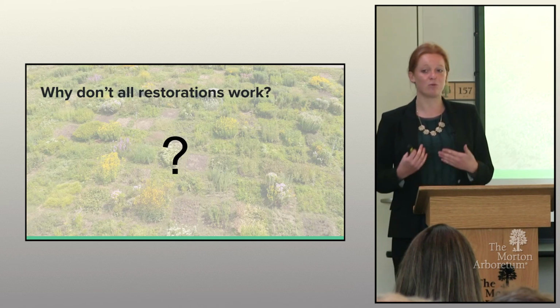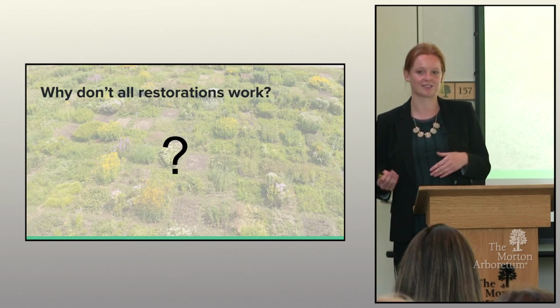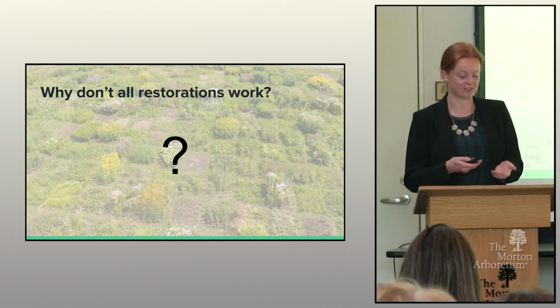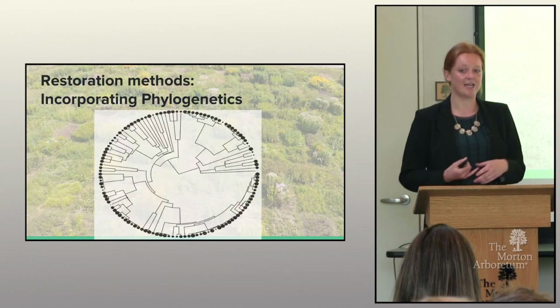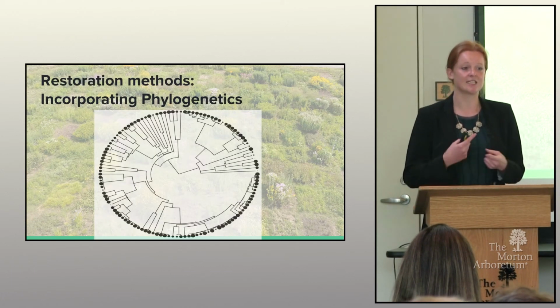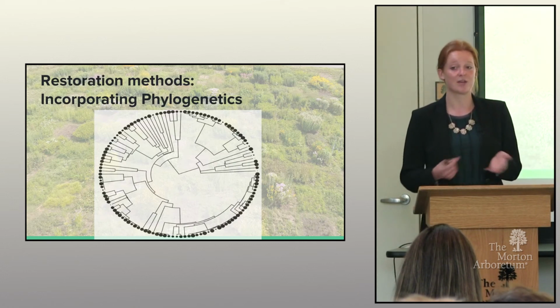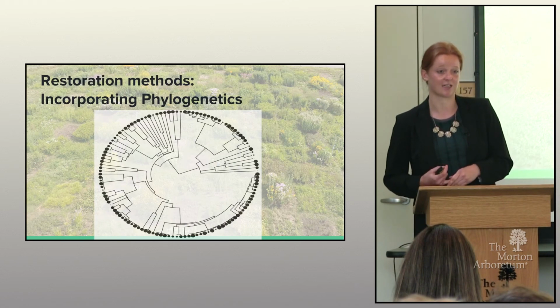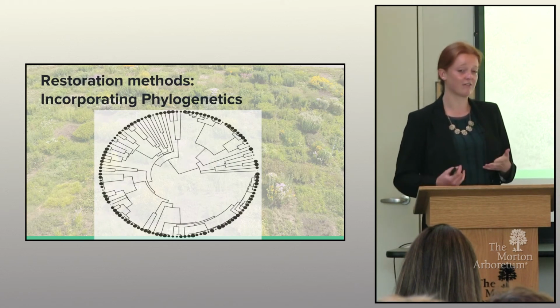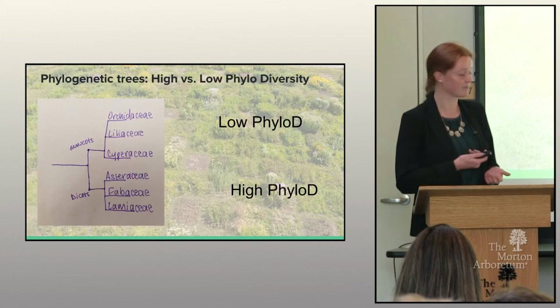It is, if we plant more biodiverse plots, will it lead to better restorations? People in the past have looked at genetic level diversity, species level diversity, and functional trait diversity when restoring prairies, but none have looked at phylogenetic diversity. And phylogenetic diversity is the evolutionary distance between species.